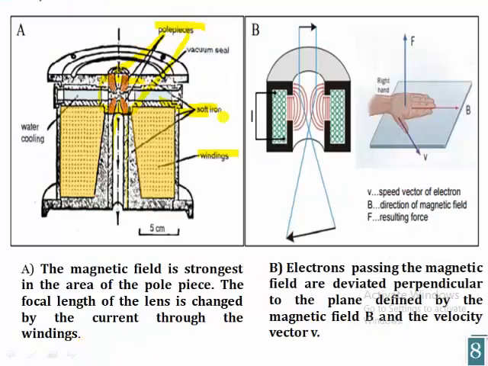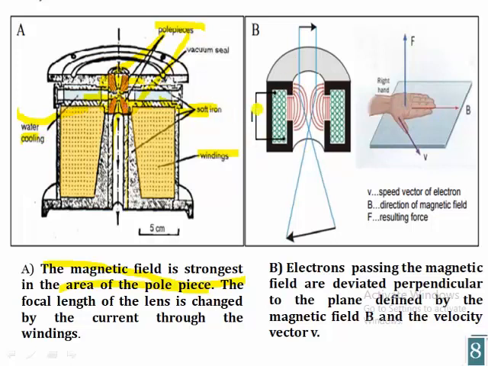So what does this image indicate? We have seen two steps. After that, see, the magnetic field is strongest in the area of the pole piece. As I said, over here at the pole pieces, the magnetic field is very strong. So the focal length of the lens is changed by the current through the winding. After that, water cooling is there. Water cooling is used to maintain stability during the operation.